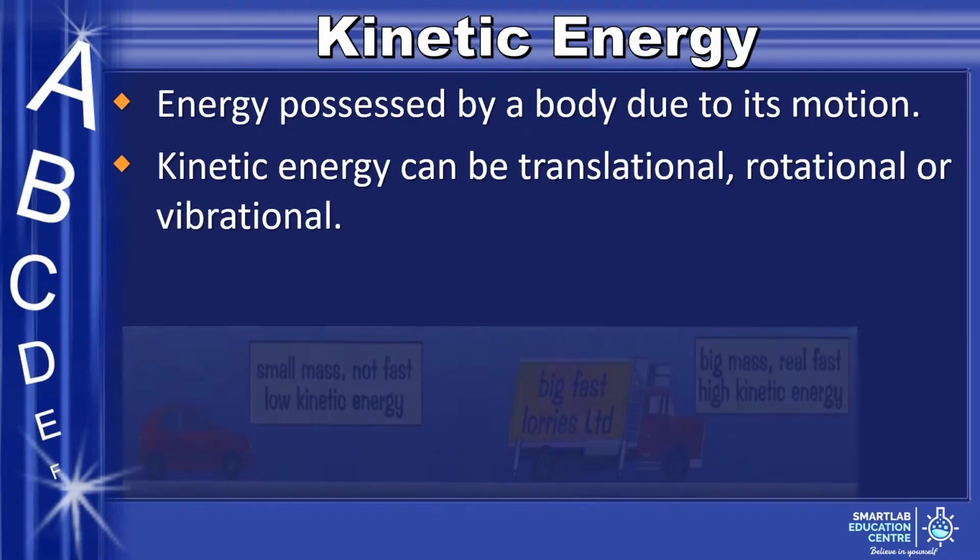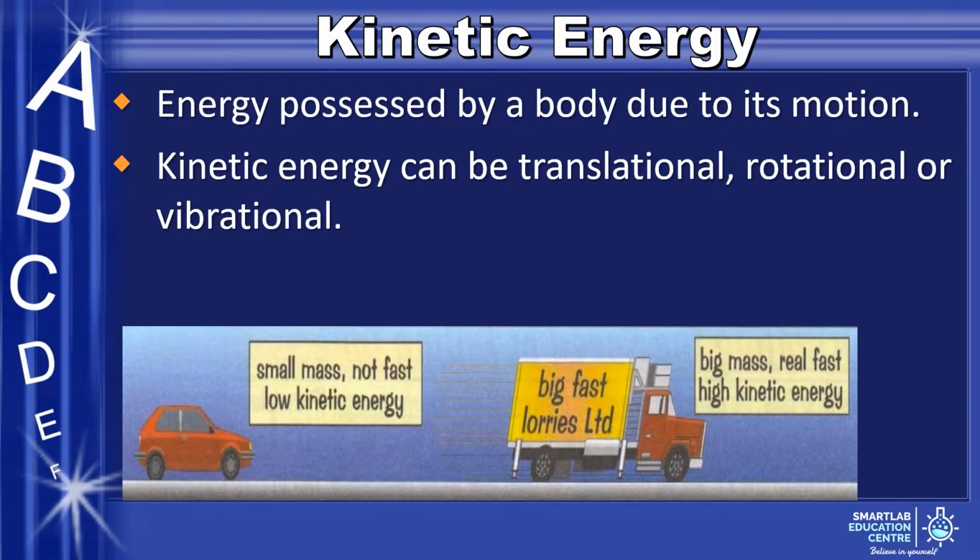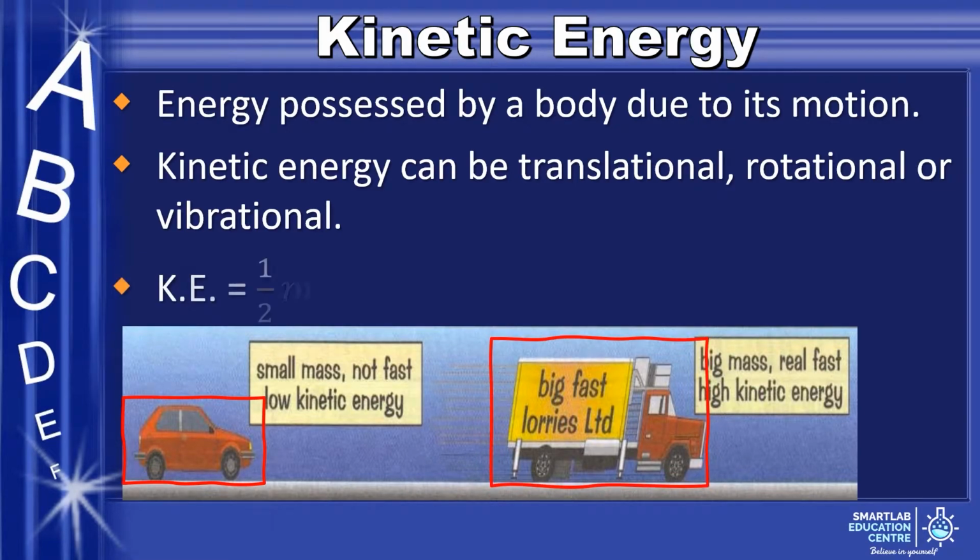Take a look at the two vehicles. The car has a smaller mass, and it moves slower than the truck, whereas the truck has a larger mass, and at a faster speed than the car. We can use the following equation, KE equals half mv squared, to find kinetic energy. This suggests that the truck has more kinetic energy than the car.